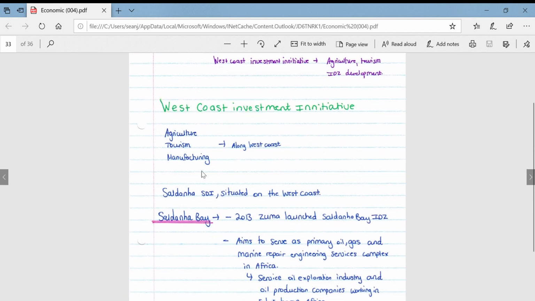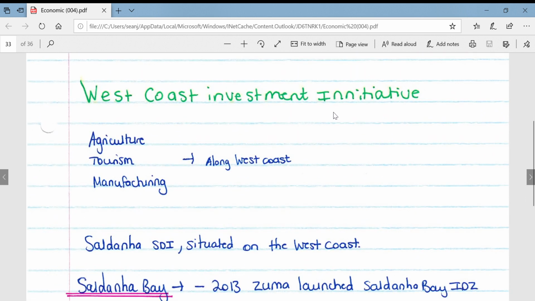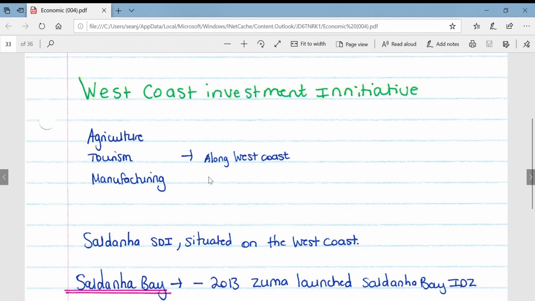As I said in my previous video, we were told that we had to focus on the Western Cape for 2019 matric, so I will just go through the West Coast Investment Initiative, but I highly recommend that you choose an SDI within your area of focus to dive deeper into.